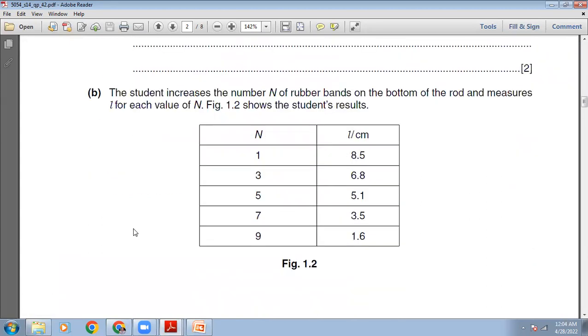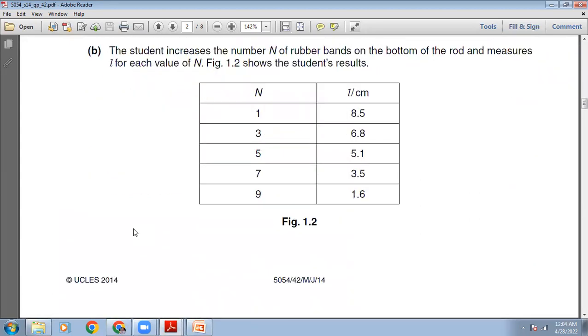He says the student increases the number n of rubber bands on the bottom of the rod and measures L for each value of n. Figure 1.2 is the student's result. So n means the number of the rubber bands.